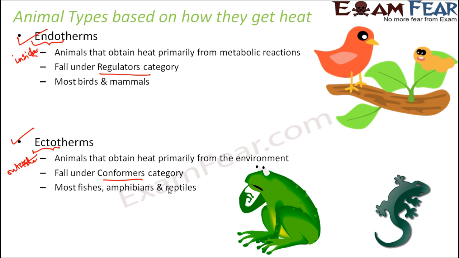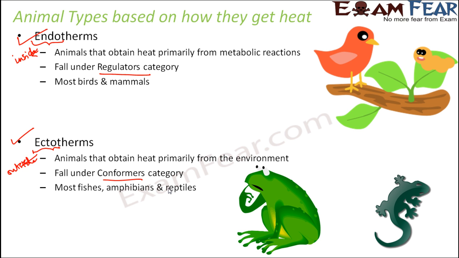So please understand the difference between endotherms, ectotherms and homeotherms and poikilotherms. When we talk about homeotherms and poikilotherms, it is about maintenance of internal body temperature. But when we are talking about endo or ectotherms, it is about from where they get heat, because every organism needs heat. If the body turns completely cold, the organism will not be alive anymore. So from where do they get heat? Depending upon their source of heat, they are categorized as endotherms and ectotherms.